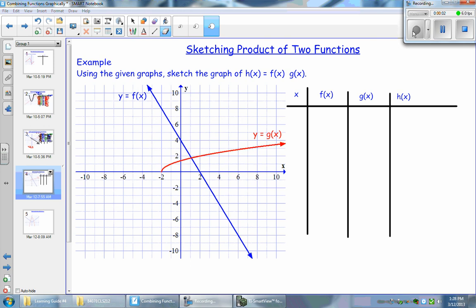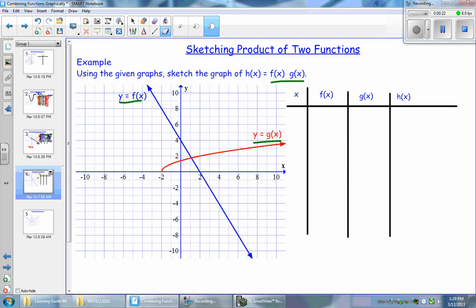All right, so in this lesson, I'm going to teach you how to sketch the product of two functions. The word product means we're going to start multiplying two functions together. We have two graphs here, y is equal to f of x and y is equal to g of x, and we want to sketch the product of these two functions.